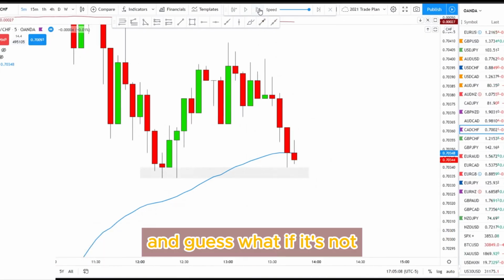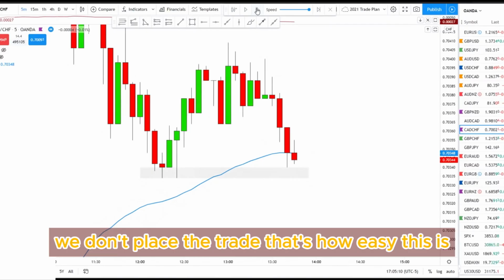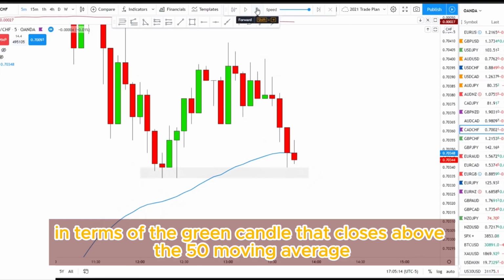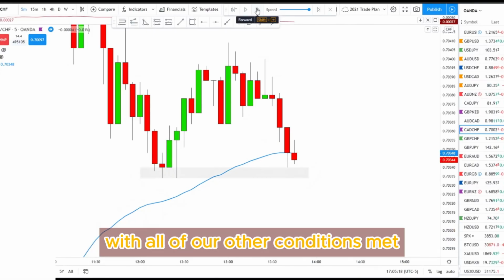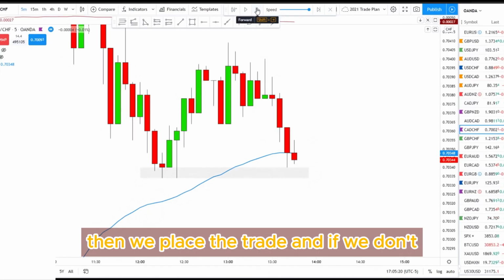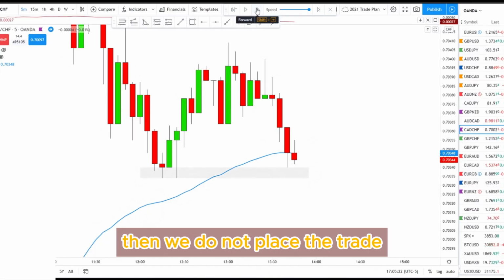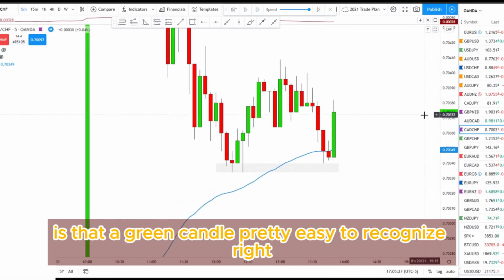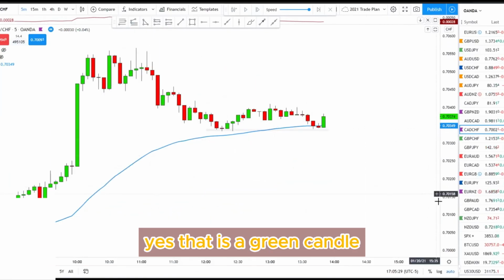And guess what? If it's not, we don't place the trade. That's how easy this is. If we get what we're looking for in terms of the green candle that closes above the 50 moving average with all of our other conditions met, then we place the trade. And if we don't, then we do not place the trade. Super, super easy. Is that a green candle? Pretty easy to recognize, right? Yes, that is a green candle.